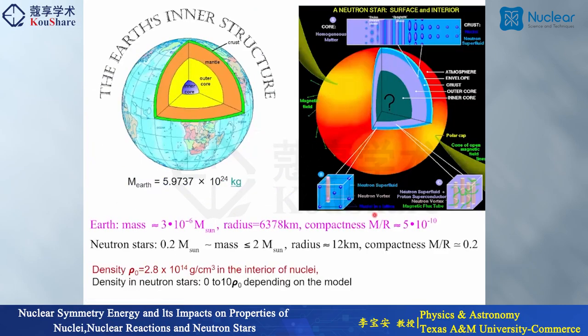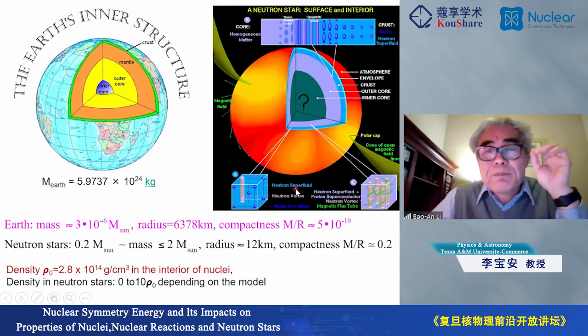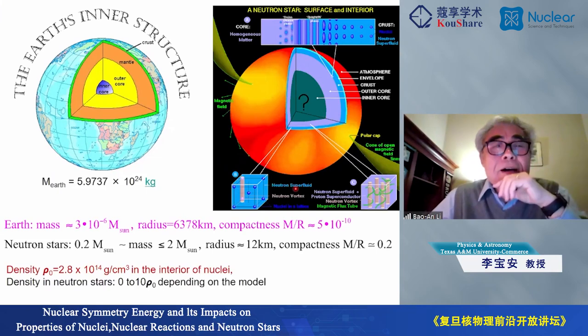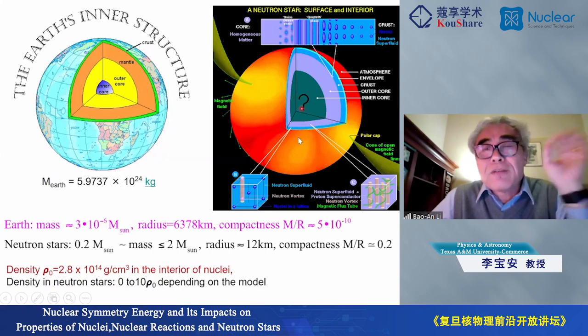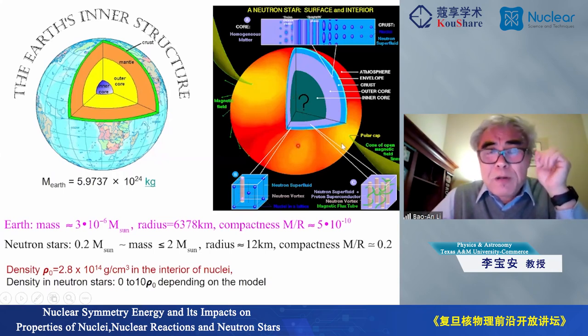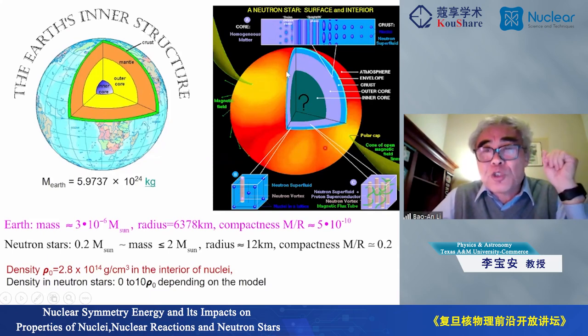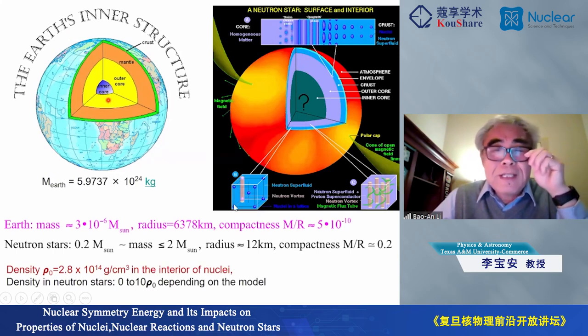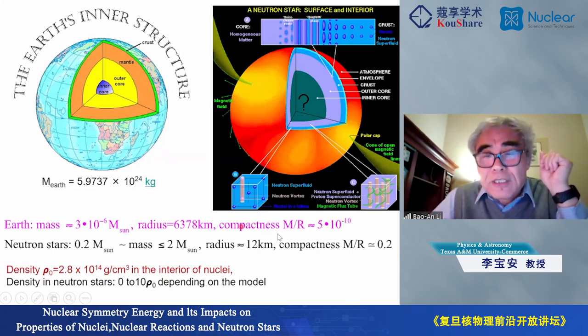Okay, so well, since neutron stars are far away, we don't really know exactly what's inside a neutron star because we have only a few observables. So people have speculated and imagined the structure of a neutron star is similar to the structure of Earth. But if you look at the compactness, which is defined as the ratio of mass over radius, the compactness of a neutron star is about a billion times the compactness of Earth. Therefore, neutron stars are super dense.